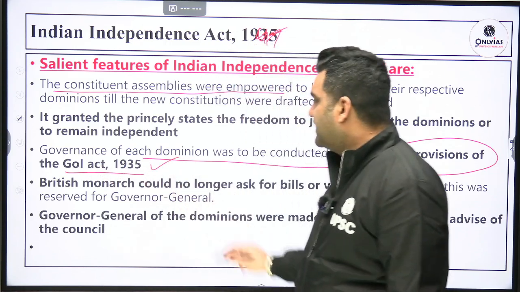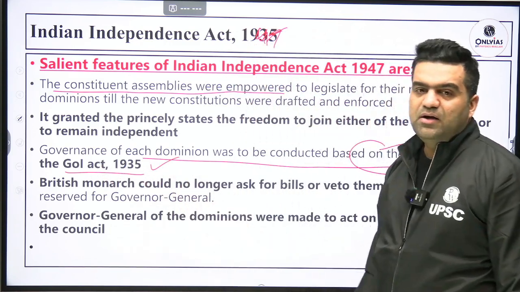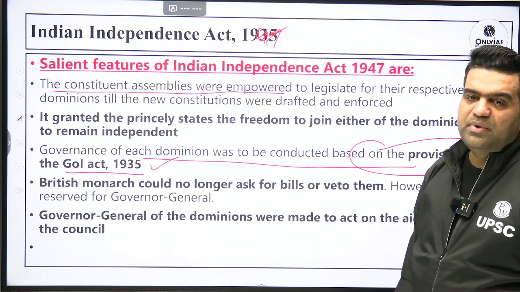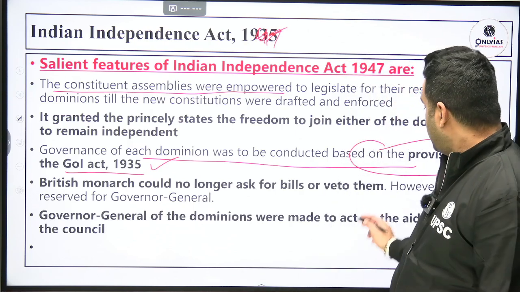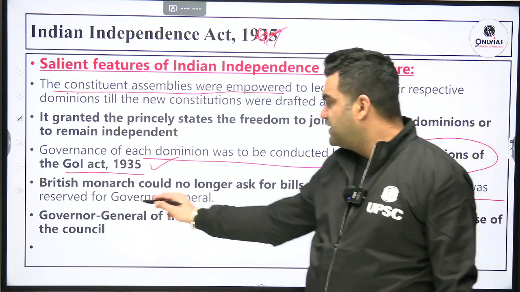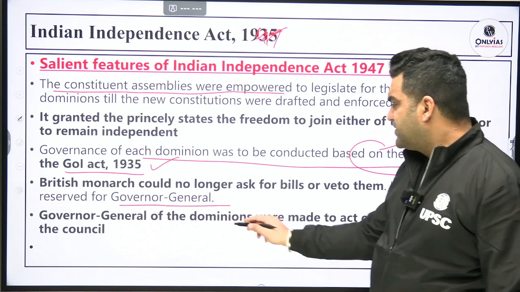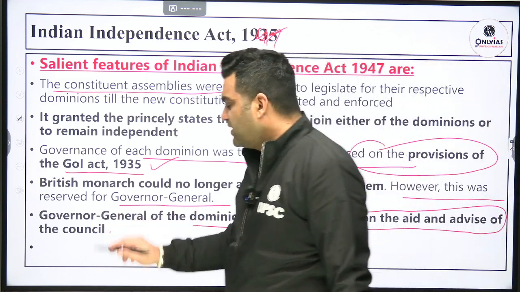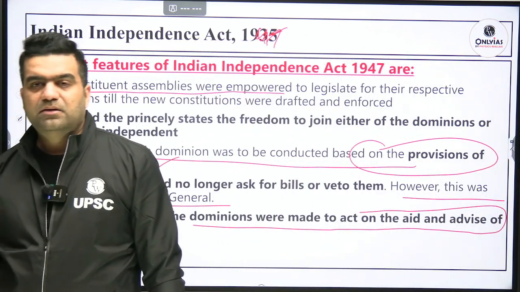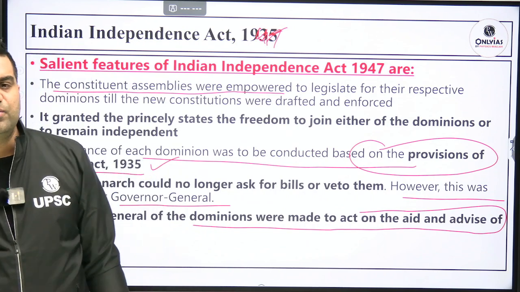British monarch could no longer ask for bills or veto them. They can no longer stop the bills from being passed. Okay. However, this was reserved for the Governor General. Governor General of the dominions were made to act on the aid and advice of the council. Governor General will be there as a caretaker, you can say. Done.